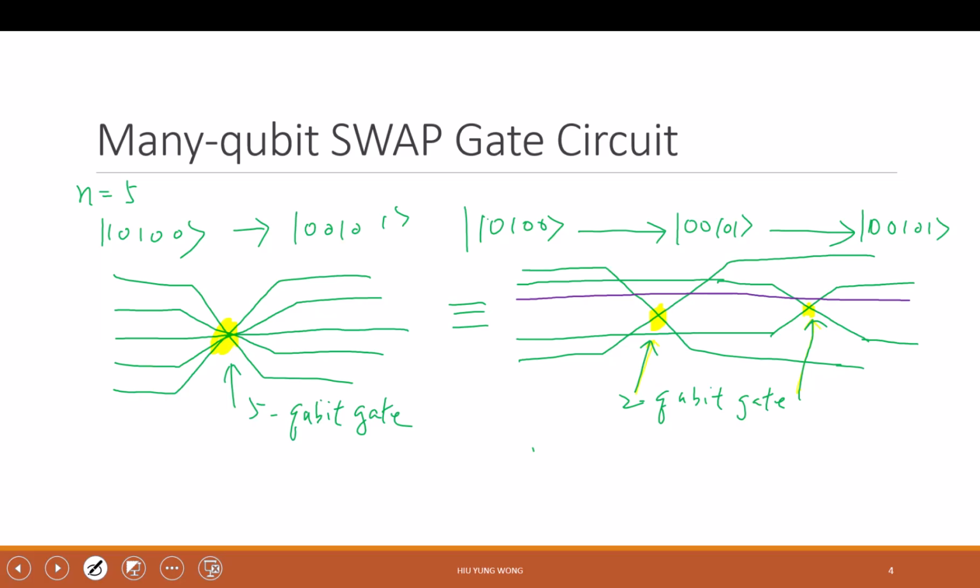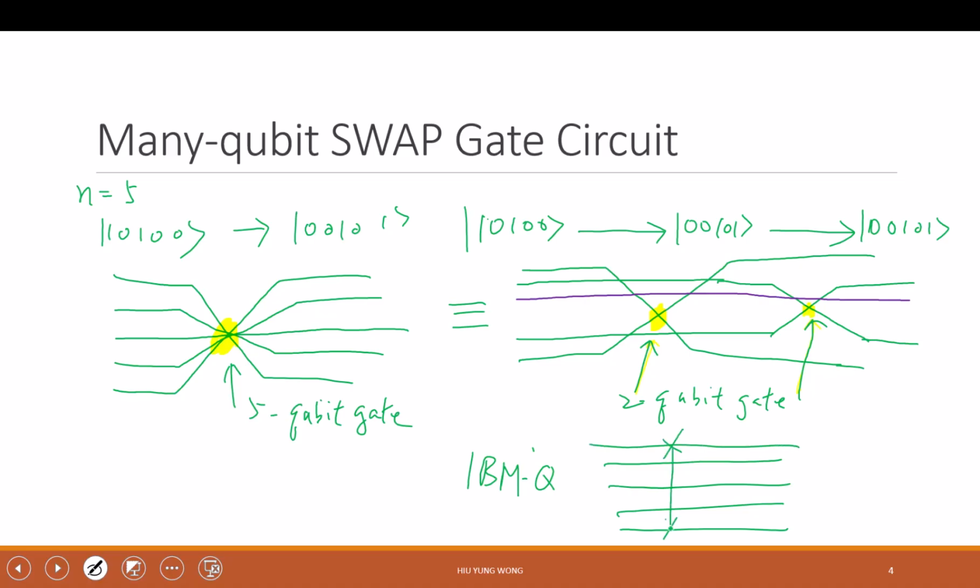Is that okay? But in IBMQ, what does it look like for the symbol? It will be something like this. First, we swap these two, and then we swap these two. But this one is just an identity gate, right? This is the same. Okay, and this is a 5-qubit swap gate. And then I'll go back to your question.